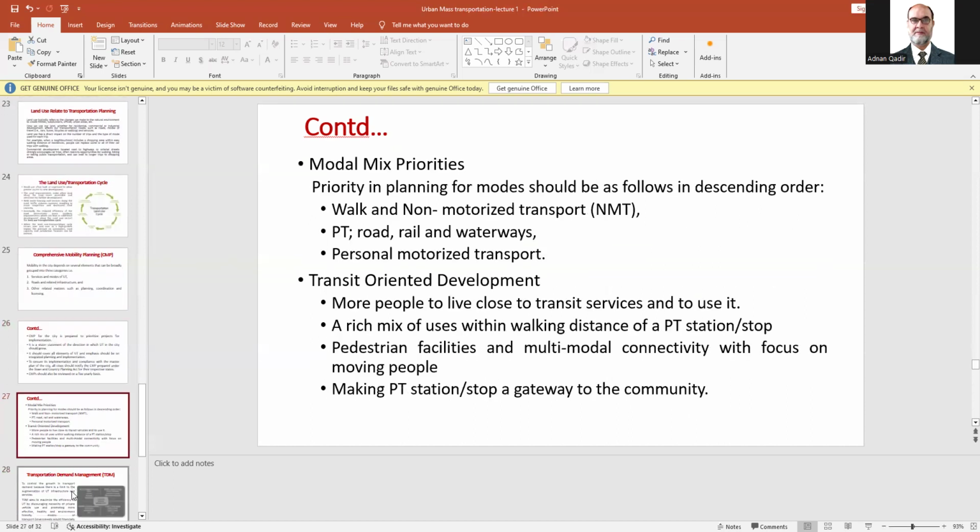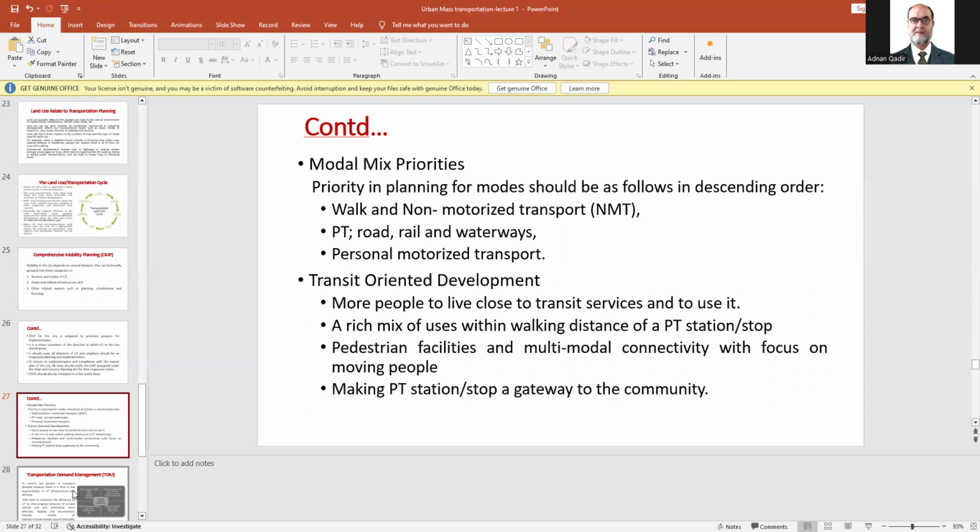We continue. It includes the mode mix priorities, meaning the type of vehicles, so the type of modes. Not model, that means the type of modes. Walk and non-motorized transport, public transport like rail, road, waterways. Nowadays, we have public transportation like Chinchi, rickshaws, and we have these Ubers and drive-ins and all those rented taxis, online taxis that we are having right now. And then there is personal motorized transport.